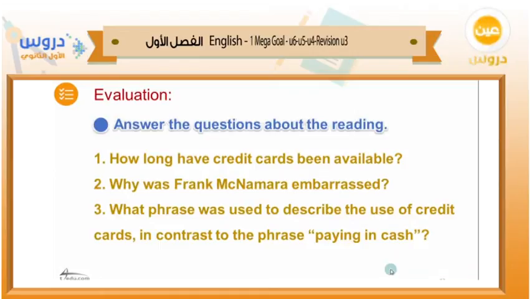So after we read, we're going to answer some questions about what we've read. So the first question, how long have credit cards been available? You remember when exactly credit cards started? Now we're in late 2016. Can you tell me how many years or when exactly it started? And a second question, why was Frank McNamara embarrassed? You remember why he was embarrassed? And what phrase was used to describe the use of credit cards in contrast to the phrase paying in cash?